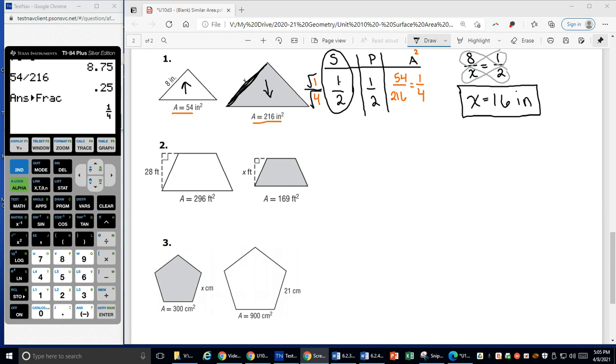Hi, welcome back. All right, we're going to look at our last three examples here from unit 10, day 3, similar areas.